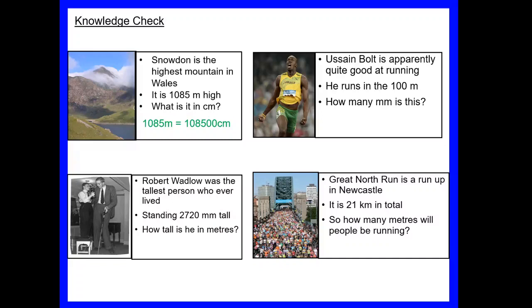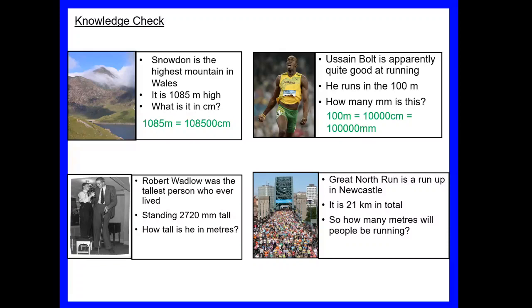Usain Bolt is apparently quite good at running. He runs the 100 metres. How many millimetres is this? Now we can't just jump from metres to millimetres. We usually go metres, centimetres, millimetres. So if we start with 100 metres and change it into centimetres, so remember metres to centimetres, we're going to times by 100. So 100 times 100 is 10,000 centimetres. And centimetres to millimetres, there are 10 millimetres for every centimetre. So we're going to times it by 10, which gives us 100,000 millimetres.